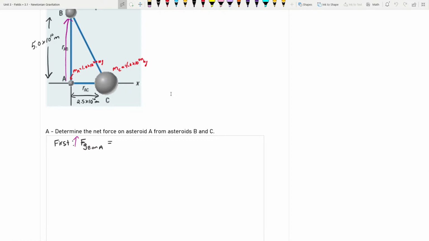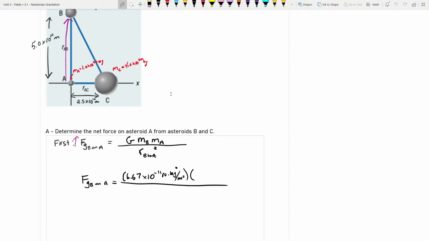We know our equation here. It is just the force of gravitation, the mass of the two objects, in this case the mass of B and the mass of A, divided by the distance between them, squared. And we know that there's 6.67 times 10 to the negative 11 newtons of force for every kilogram that is held a meter apart.